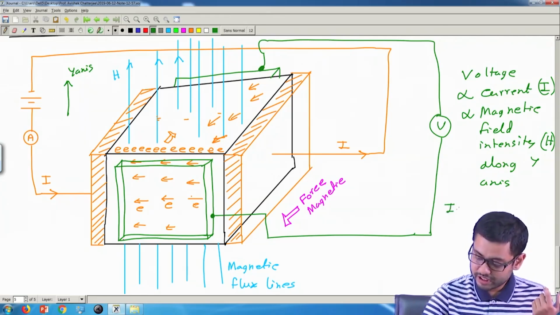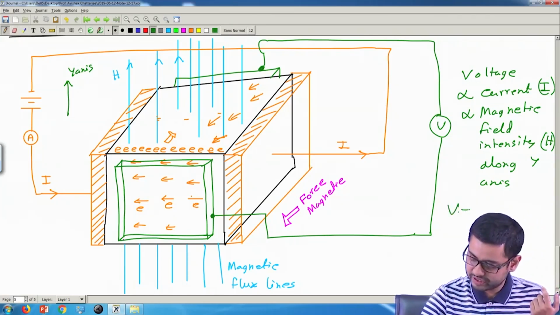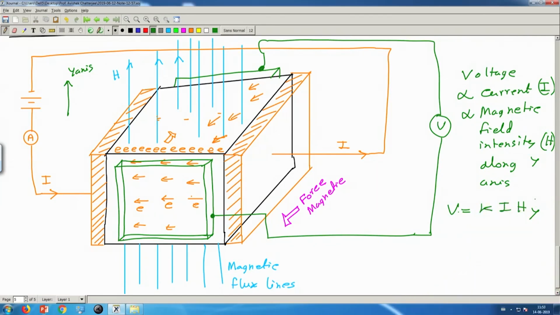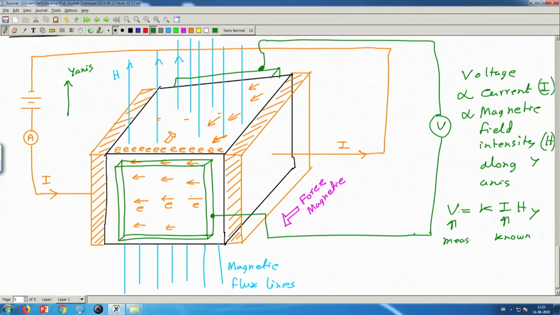Now, that means we can write that this voltage V is equal to some constant times I and H, which you can call Hy, in the direction along the y axis. Now this I is the current we are passing, which is in our control, so I is known. Therefore this quantity H can be estimated from these two values V and I, and by this we can measure the component of H, or Hy, in this particular direction.